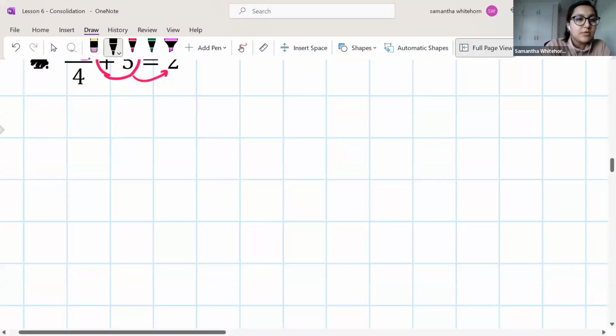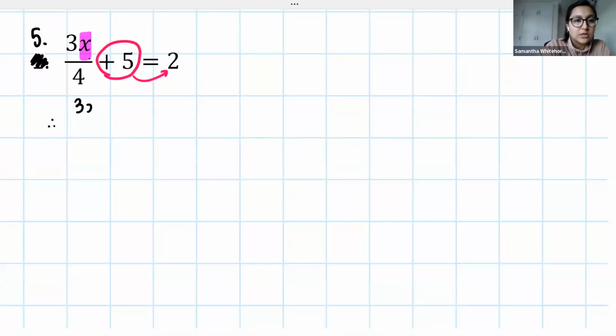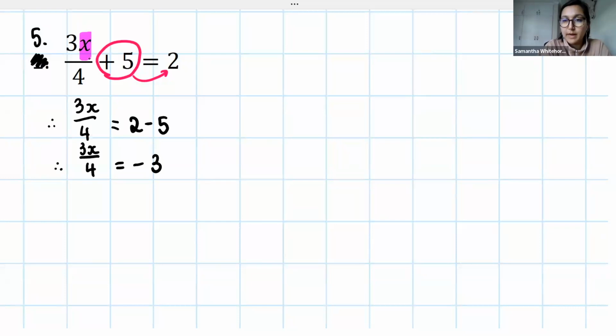So that means my 3x over 4 is going to stay 3x over 4 for now. But now this 5 is joining the 2 on the right-hand side, and so it becomes negative 5. So what I have is 3x divided by 4 is equal to negative 3. 2 minus 5 is negative 3.